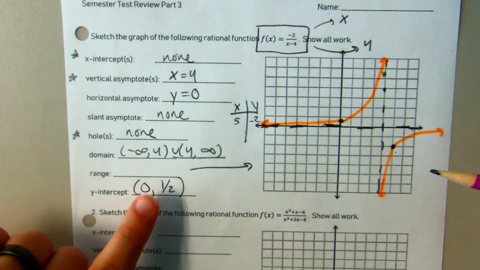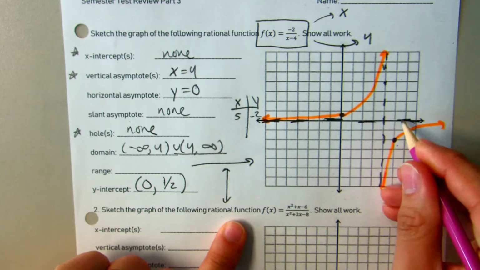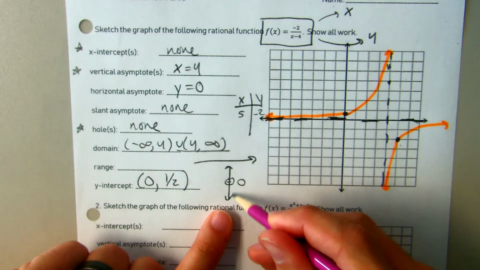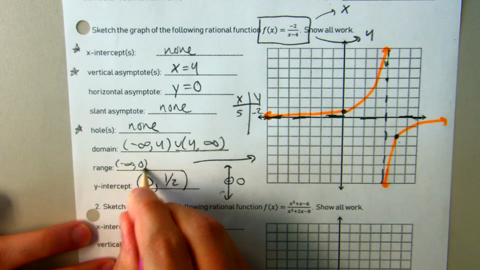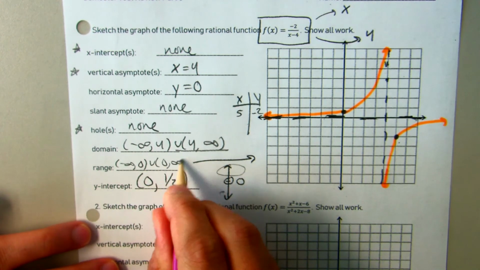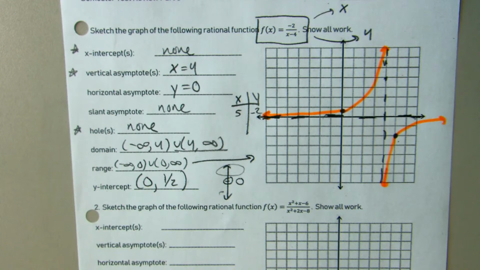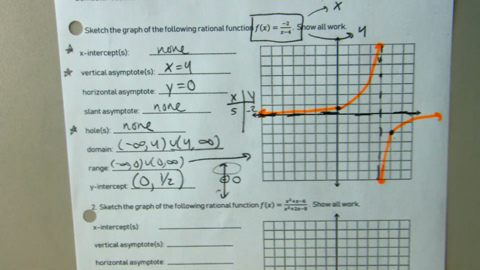Now I can go back and answer range. It hits all of the y values except for 0. So it hits all of these, which is negative infinity to 0, and it hits all of these, 0 to infinity. Range is almost always impossible to answer unless you can see the graph. There's not a good algebraic way to do range.